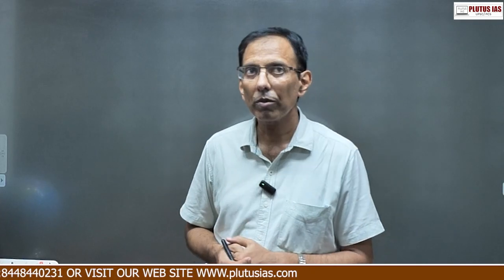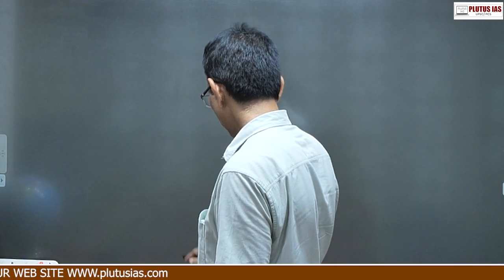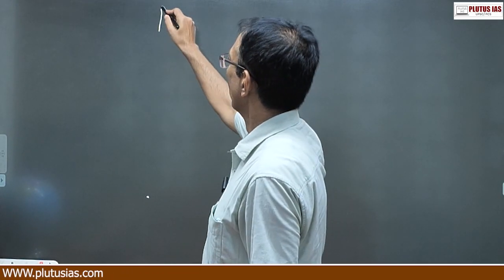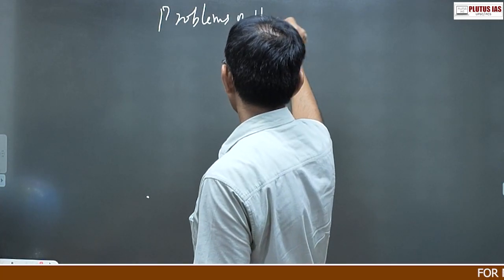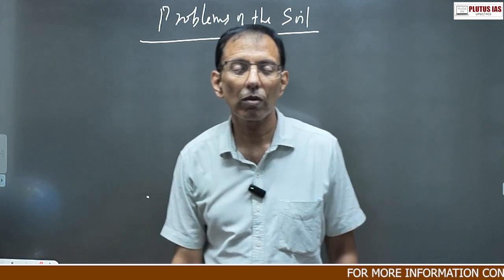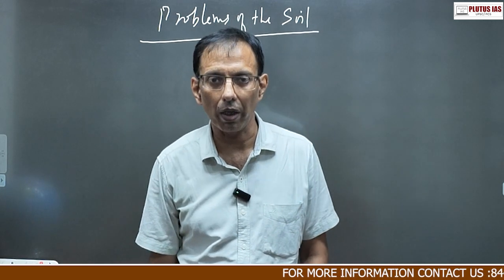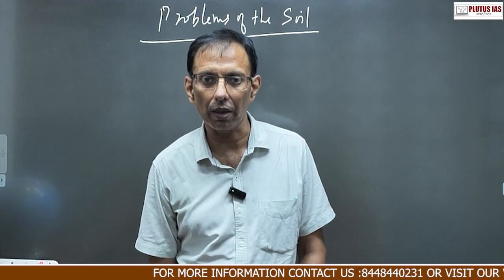Welcome to the Plutus IAS, and the topic is problems of the soil, right? So what are the different types of problems there are with soil? Basically soil has got two basic problems, that is acidity and alkalinity.